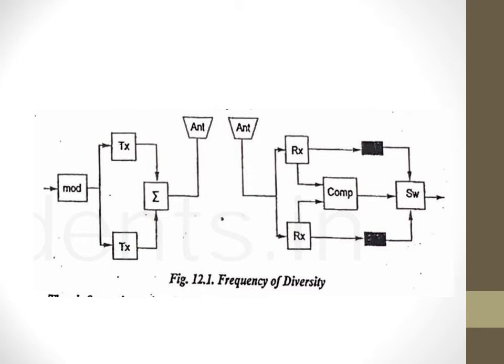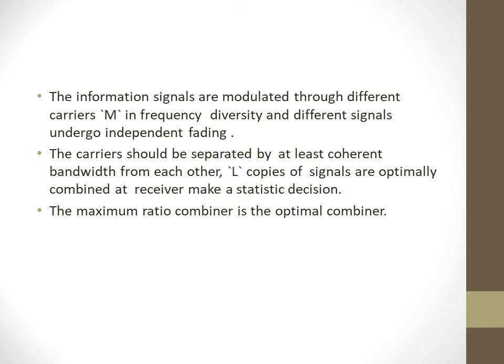Here is a diagram of frequency diversity. The first part of the diagram consists of the transmitter, and the second is the receiver. The information signals are modulated through different carriers in M-frequency diversity, and the different signals undergo independent fading.